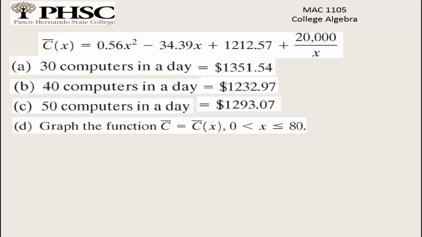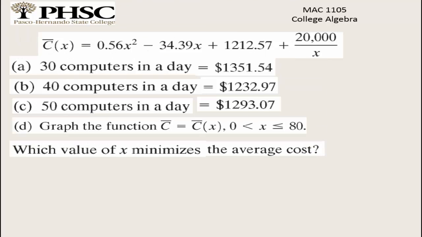$1,293. So here we can see that from 30 computers to 40 computers, the average cost per computer is actually decreasing. And then from 40 to 50 it is actually increasing. So the value that minimizes is going to be between 40 computers and 50 computers. And we're going to do it by looking at the graph of this particular function, and we find out that the number of computers that actually minimizes the average cost is 41 computers per day. So at 41 computers per day, you minimize the cost per computer that you produce, so that would be the optimal number of computers to produce.